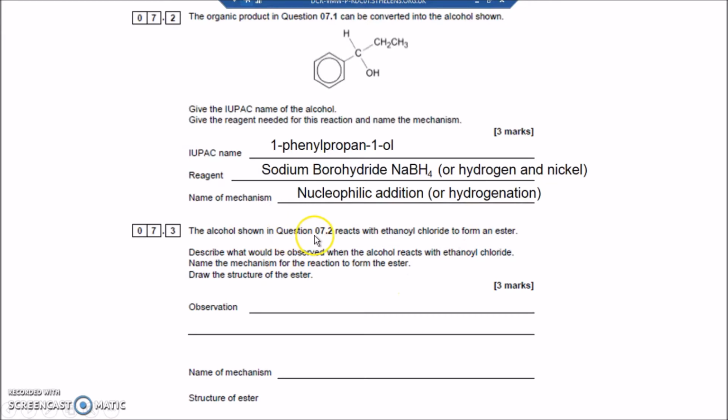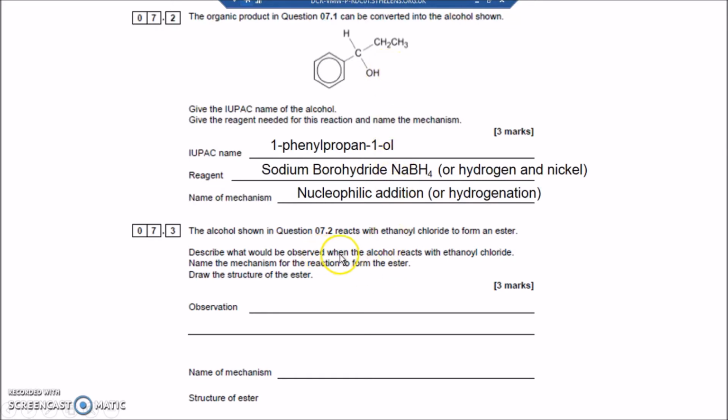The alcohol shown in 7.2 reacts with ethanoyl chloride to form an ester. So this alcohol can react with ethanoyl chloride to form an ester. That's because an OH group can react with a carboxylic acid group or an acyl chloride group, a COCl, and release a small molecule like water or hydrogen chloride and make an ester, a C double bond O, an ester link.